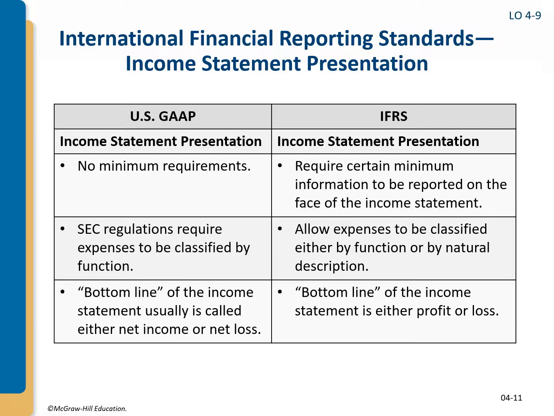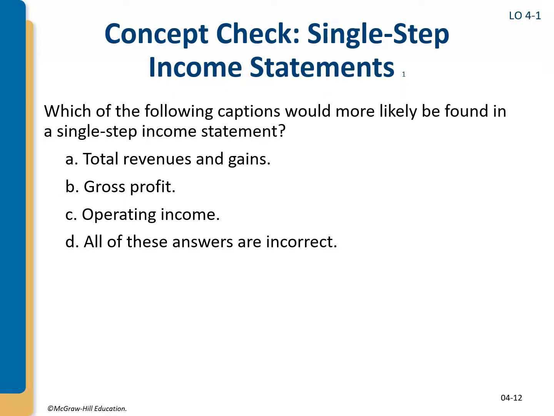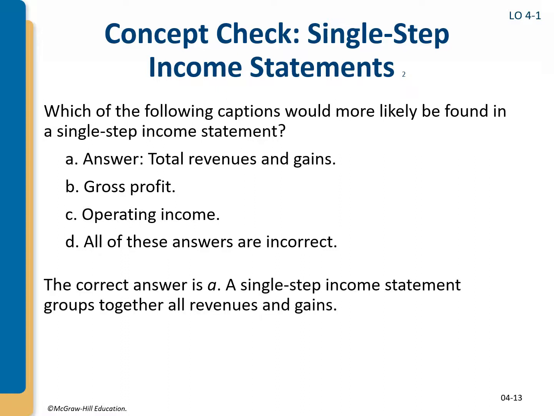Now, some differences between US GAAP and IFRS. Income statement presentation, there's no minimum requirement, but for IFRS, they require certain minimum information to be reported. The SEC regulations require expenses to be classified by function. IFRS allows expenses to be classified either by function or natural description. The bottom line of the income statement is either net income or net loss, and so is for IFRS. So pretty similar. So let's do a quick check. Which of the following captions would more likely be found in a single step? Total revenues and gains, right? Yep.